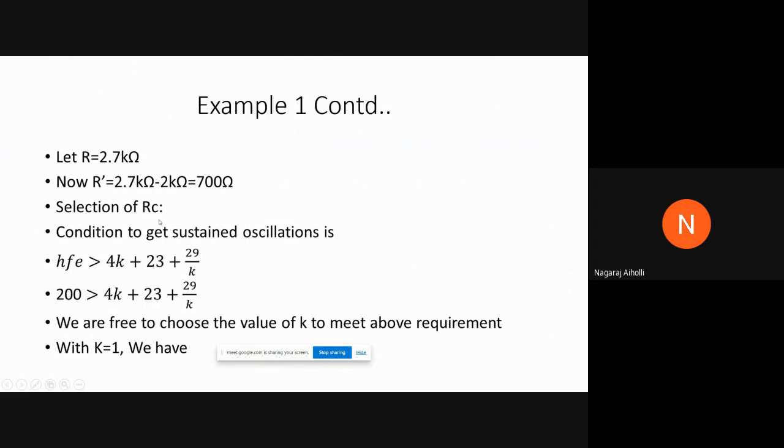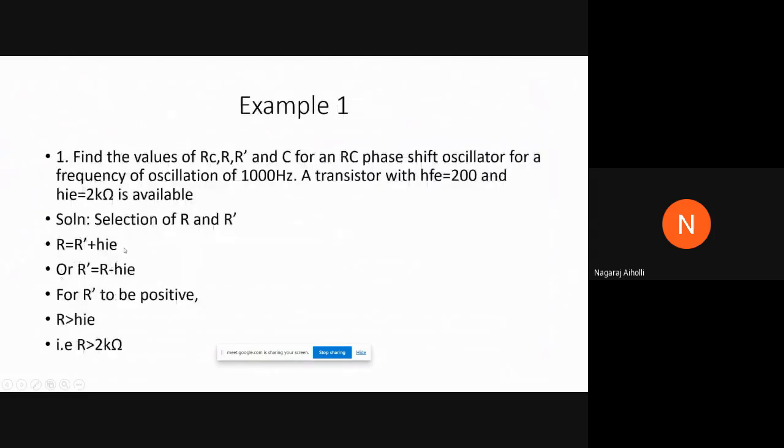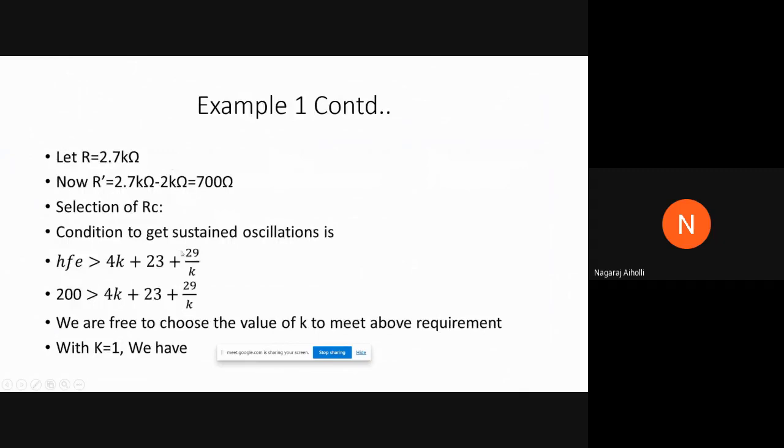Then we have to select the value of RC. We know that the condition of the sustained oscillations for the RC phase shift oscillator is hFE greater than 4K plus 23 plus 29 by K. This is the condition to get the sustained or stable oscillations of the RC phase shift oscillator. hFE, how much have they given? It is 200. So 200 is greater than 4K plus 23 plus 29 by K. Now here we can choose the value of K according to our wish. We are free to choose the value of K to meet the above requirement.